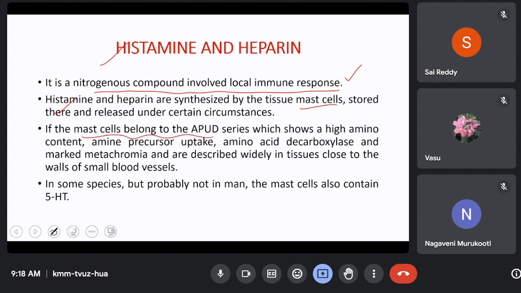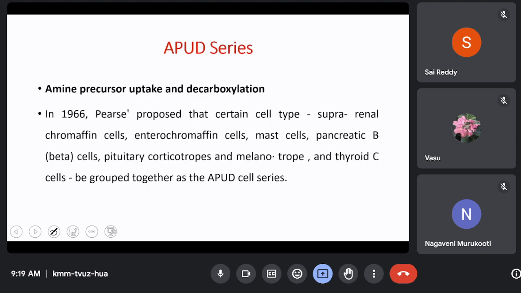The mast cells, if they belong to the APUD series, I will let you know what the APUD series is. If the mast cells that are going to produce histamine and heparin belong to the APUD series, they show high amine content. That is the reason why they can produce this nitrogenous compound. So they show a high amine content, amine precursor uptake, followed by amino acid decarboxylase and marked metachromasia, and are described widely in tissues close to the walls of small blood vessels.